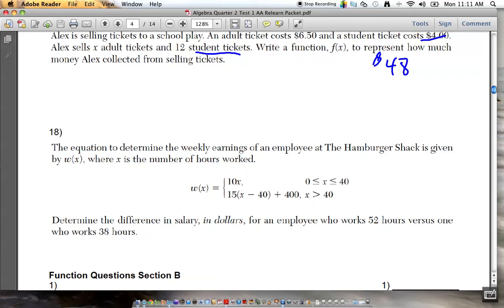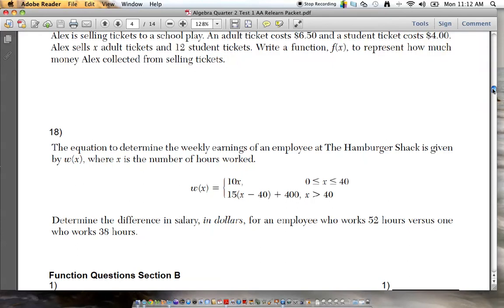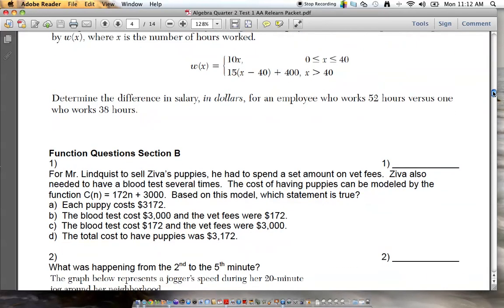Write a function to represent how much money Alex has collected from selling tickets. f of x is equal to, now each ticket that he sells for an adult is $6.50. So $6.50 times each adult ticket, that'll give you the amount there, plus $48 based on the student tickets, because 4 times 12 is 48, and there's my function rule. Most people did get that right, okay? Pretty straightforward. And again, almost all of the questions we've done so far are taken off of old Regents exams.